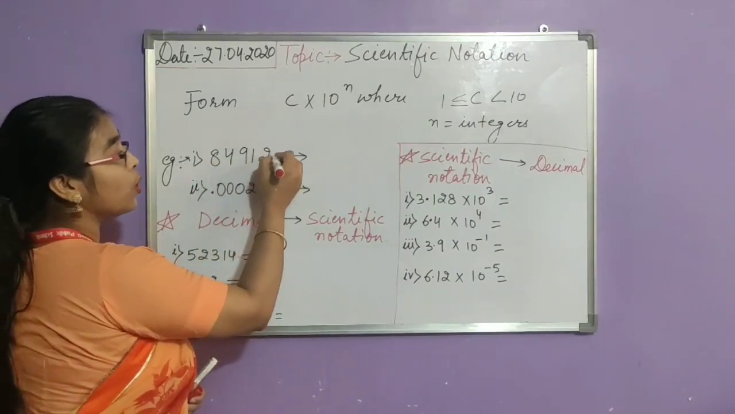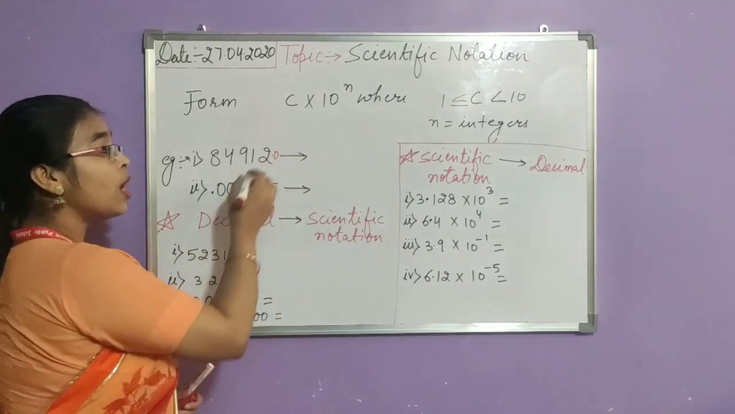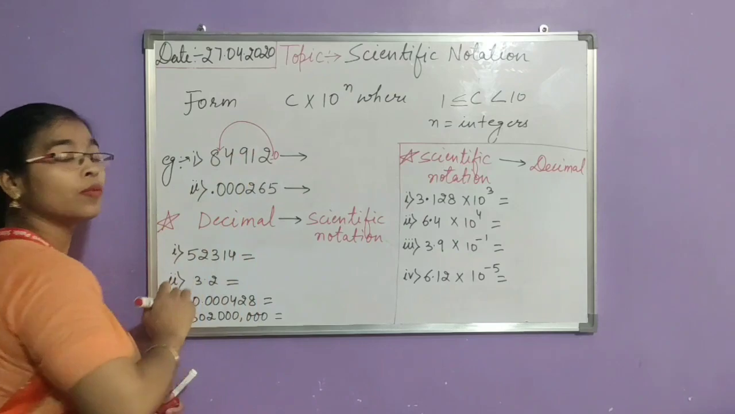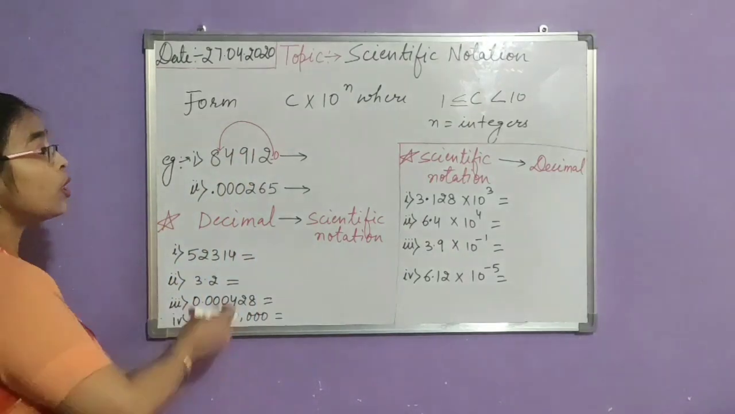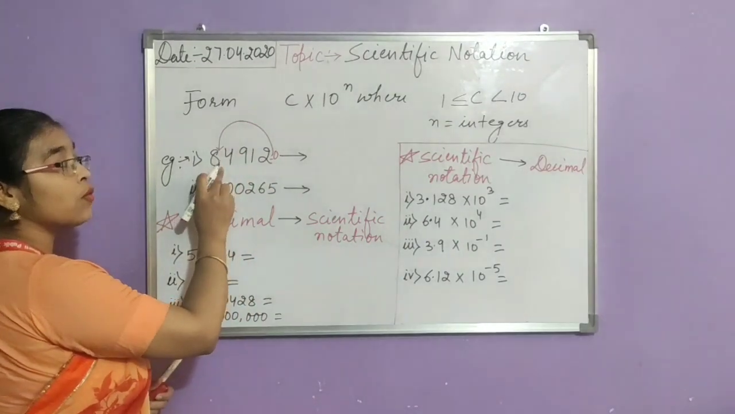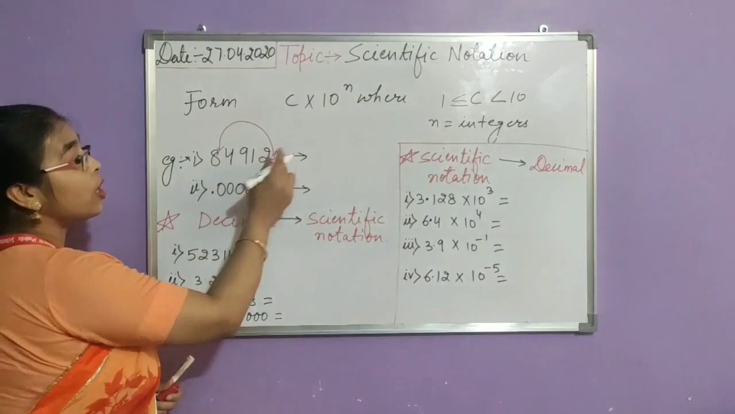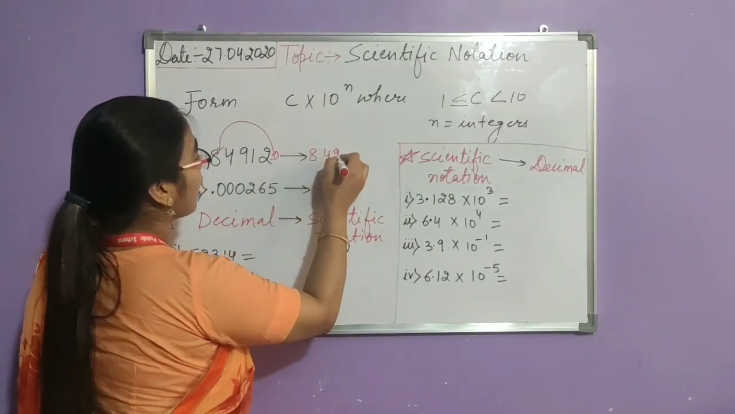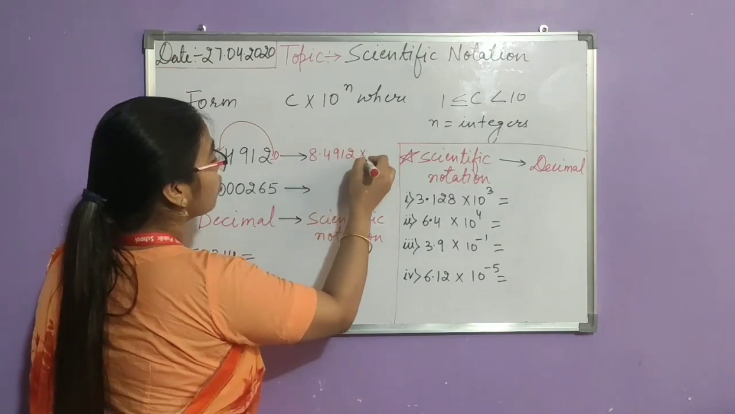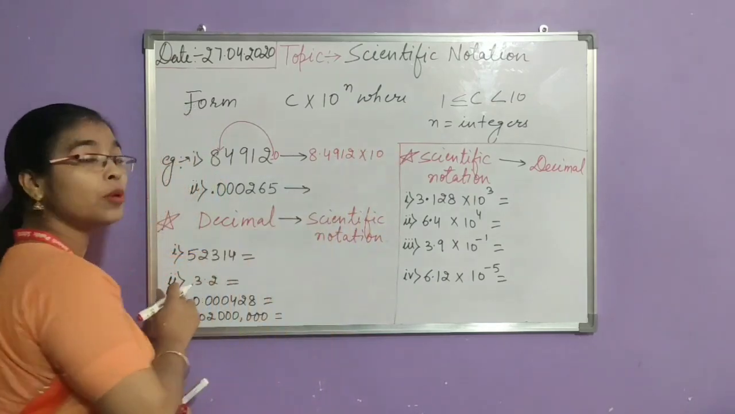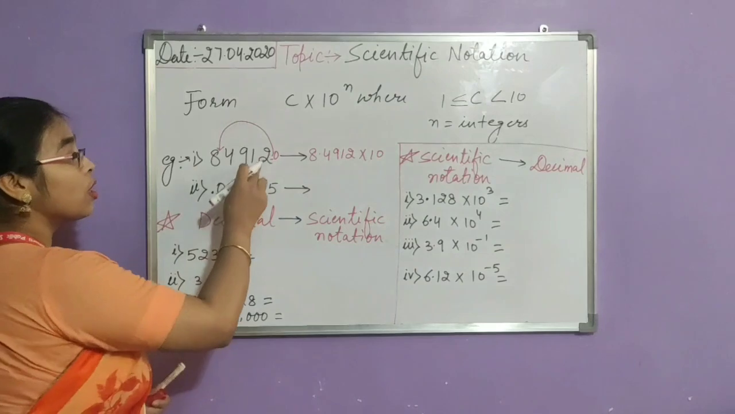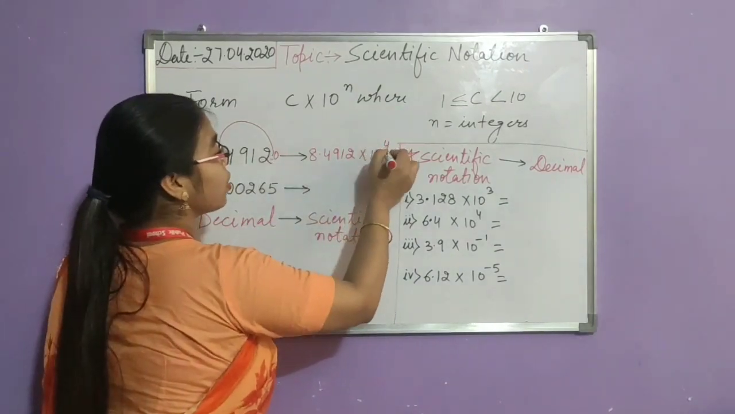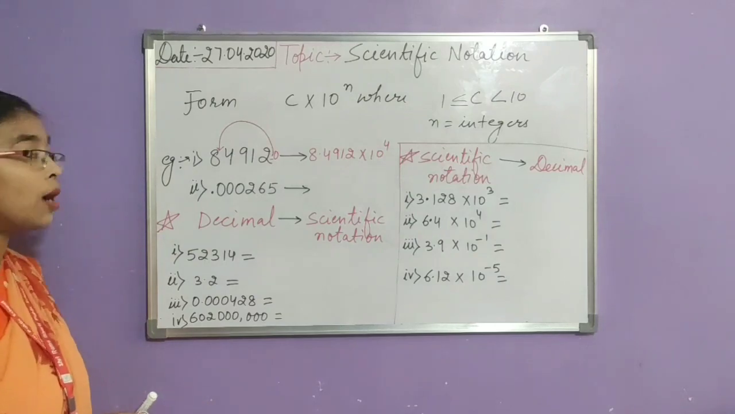84912 means we have 0 here. So we have to shift this point here. In order to shift it here, what do we have to do? We can write it as 8.4912 into 10 raised to the power. How many digits have we crossed? 1, 2, 3, 4. So here 10 raised to the power 4 will come.